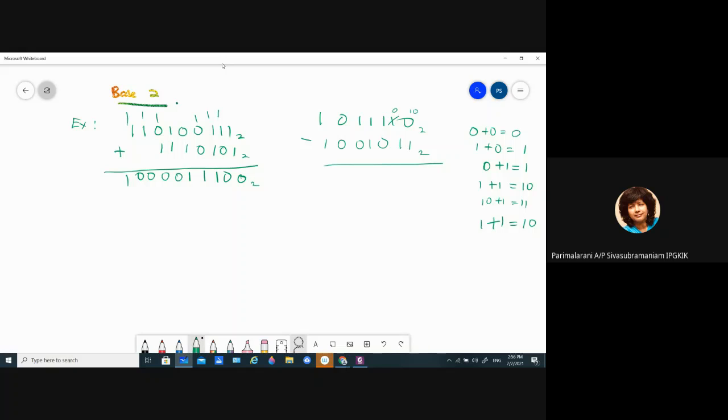So 1 0 minus 1 is 1. Then we have 0 here, still cannot minus, so we need to bring over. So this is 0 and this is 1 0. 1 0 minus 1 is 1. So we have 0 minus 0, 0; 1 minus 1, 0; 1 minus 0, 1. The answer is 1 0 0 2.